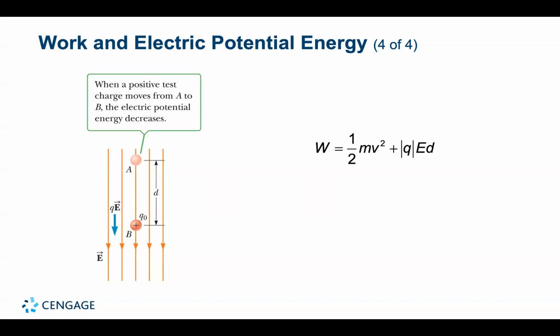So then as we finish up on this particular topic, one major difference between electric and gravitational potential energy is that there are two kinds of electrical charges, positive and negative.